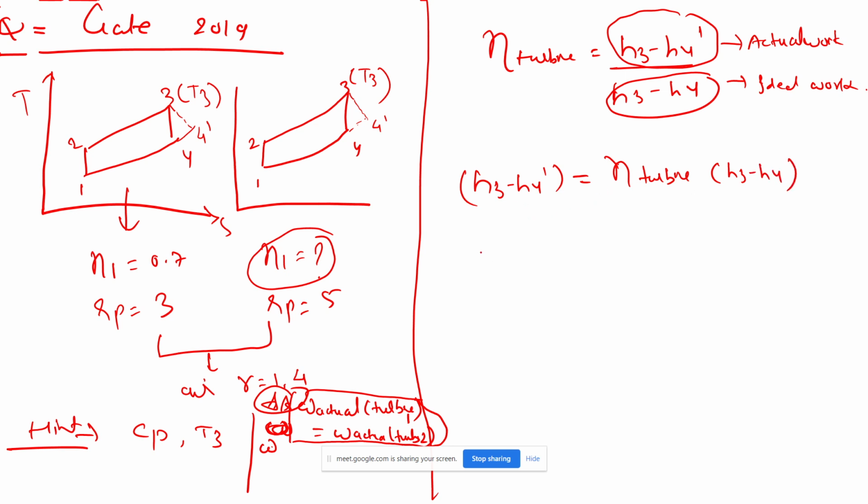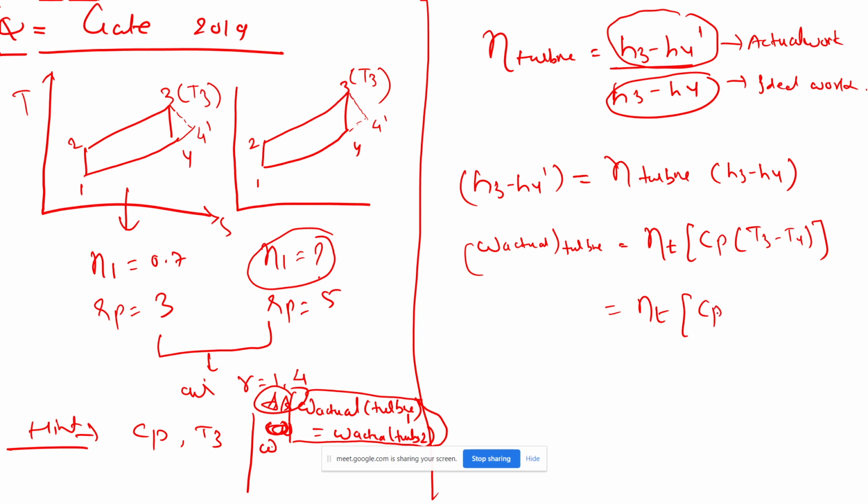So we can directly write work actual of turbine is equal to eta of turbine into Cp into (T3 minus T4). Can we write like this? Now similarly we can write eta turbine into Cp. Now we can take out T3, because the initial condition is the same for both; T3 they have mentioned is the same. So we can write T3 and (1 minus T4 upon T3). Can we write like this?